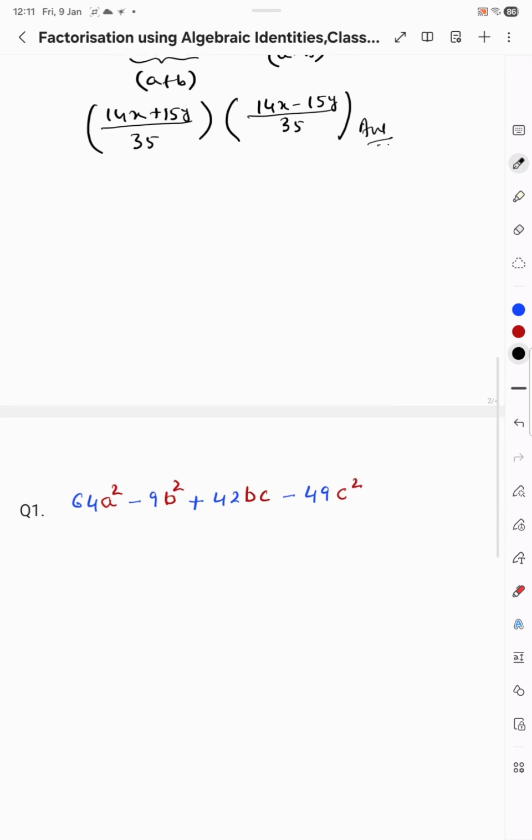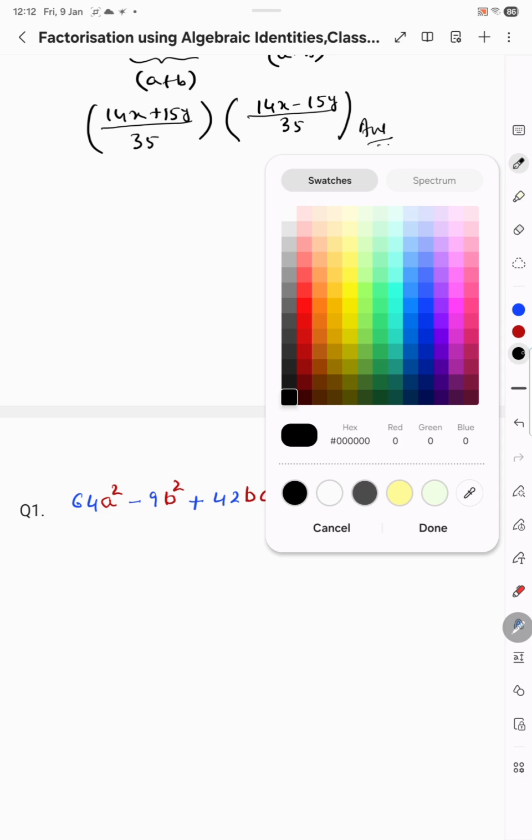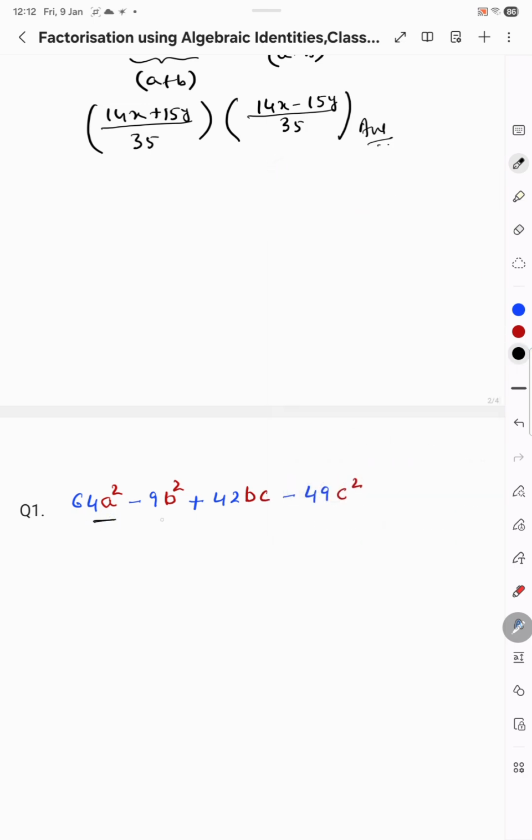So this is what we have: 64a square minus 9b square plus 42bc minus 49c square. Now if you look carefully, we have a square, b square, bc and c square. When we have bc here, we'll have to take this as the middle term. So we'll take this part together and this part we'll keep separate.